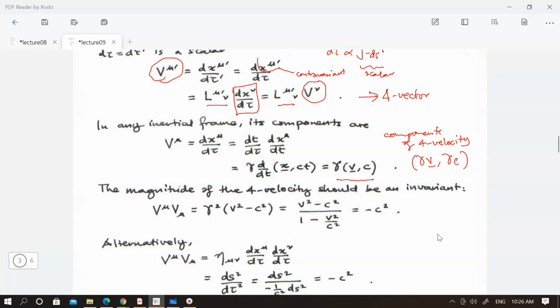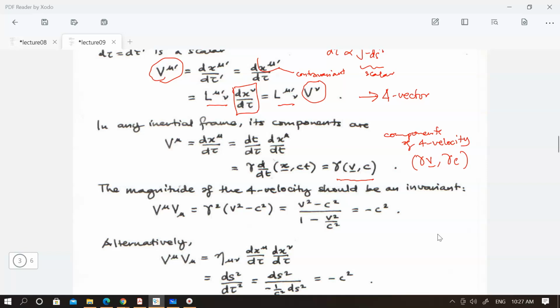Okay, and the other thing that is good to know is the magnitude, so to speak, of this 4 velocity. To deal with magnitude, you remember, you just need to form a scalar, and you can form a scalar by contracting your contravariant vector with its covariant vector. Okay, and this actually gives you this.